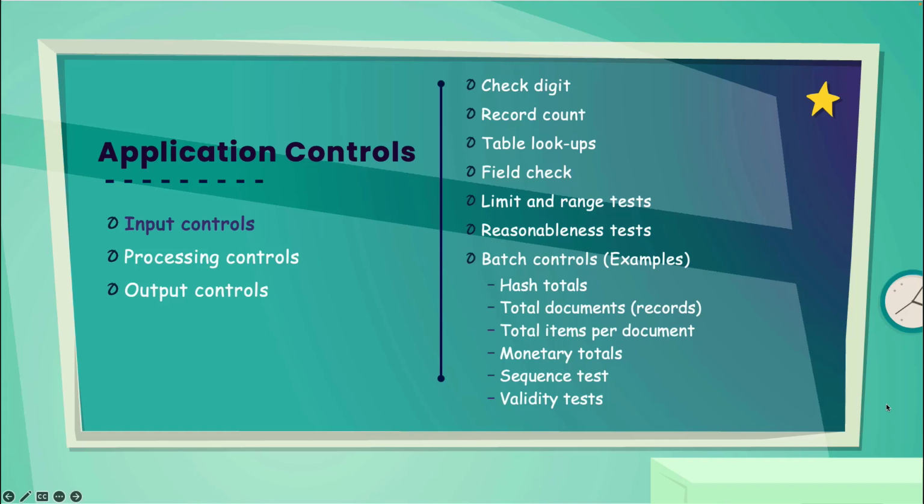Field check is used to check the type of the field. So if you have a field check with a date value, you can only enter date values and not textual values. If you have, for example, a field check with a numerical value, you cannot enter a textual value.